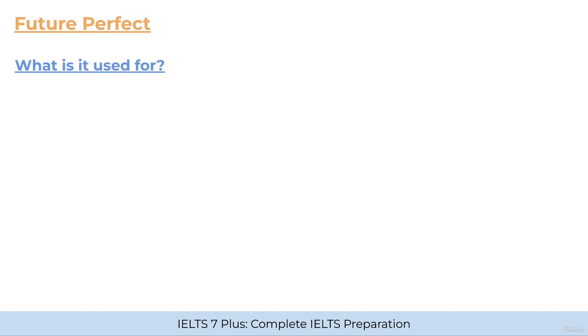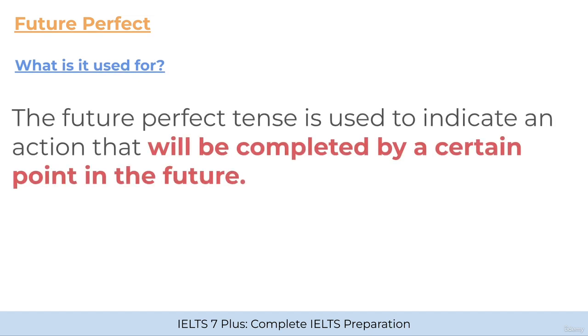Firstly, what is it? What is it used for? Well, it's used for an action that will be completed by a certain point in the future. So this idea of perfect, this idea of maybe a timeline, something happening before another point, and it's future, so this says it in the tense, what's going to happen in the future.